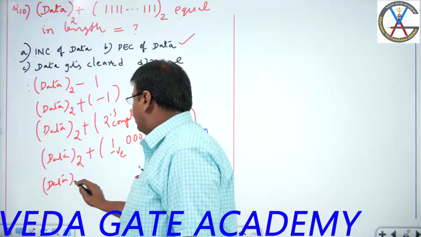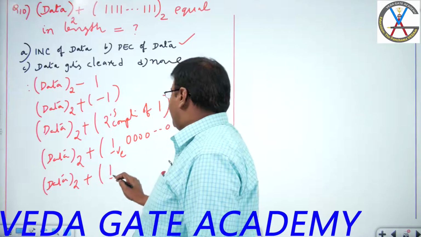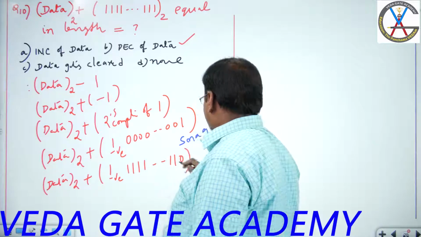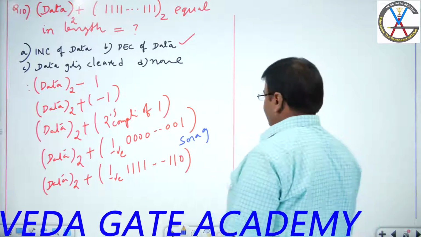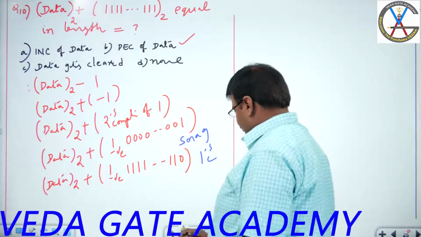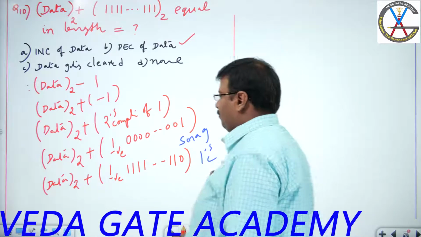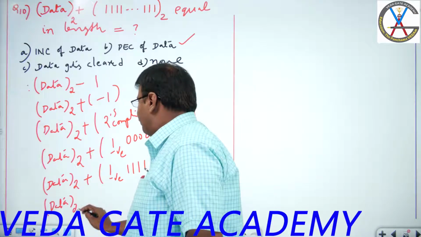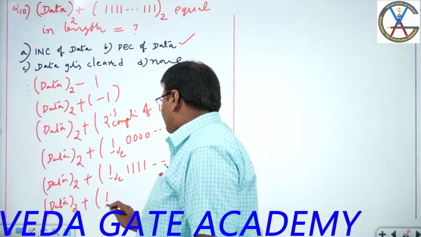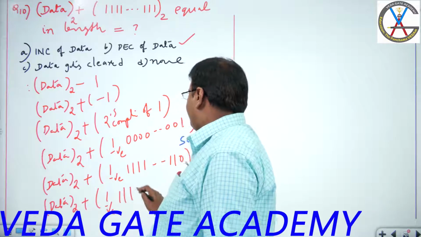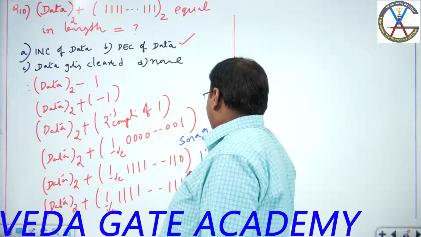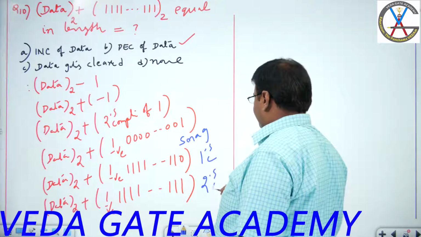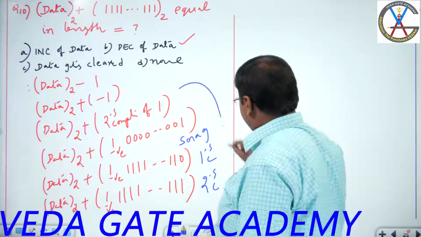Data plus of 1 remains the same. 1, 1, 1, 1, dash, dash, 1, 1, 0. What is this form? 1's complement form. Finally, 2's complement form. Data plus of 2's complement is adding one more. 1, 1, 1, 1, 1, 1, 1. This is 2's complement of minus 1. So 2's complement of 1 is this.